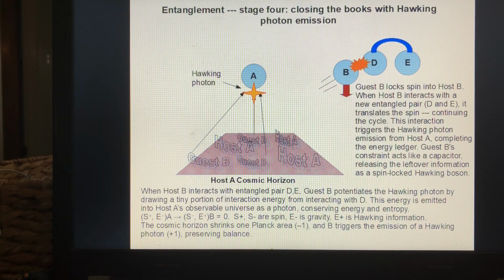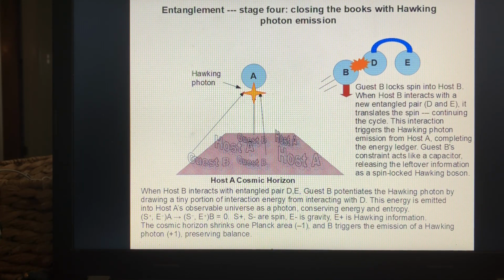When host B interacts with entangled pair DE, guest B potentiates the Hawking photon by drawing a tiny portion of the interaction energy from interacting with D. This energy is emitted into host A's observable universe as a photon, conserving energy and entropy.